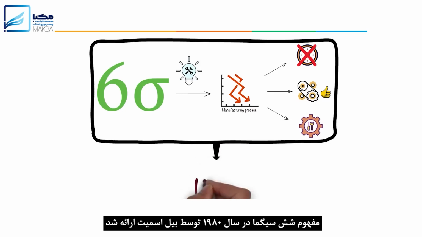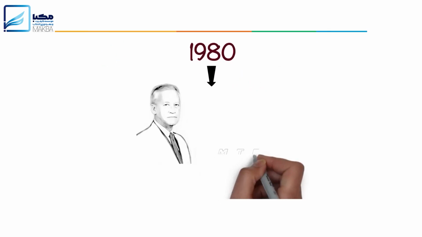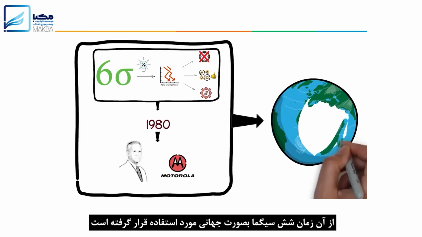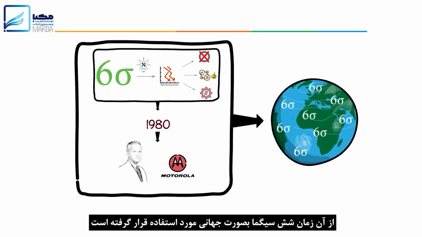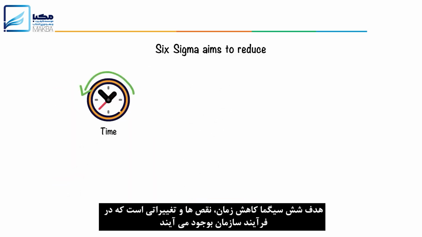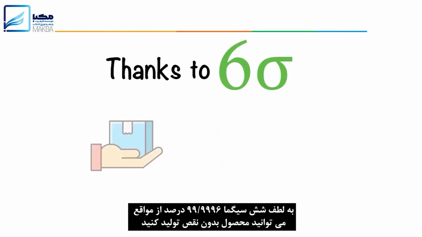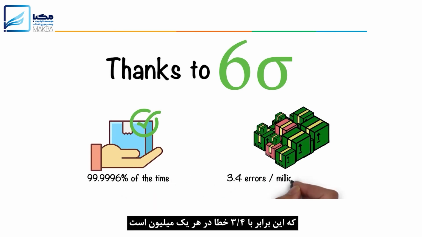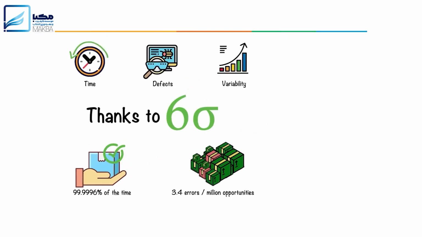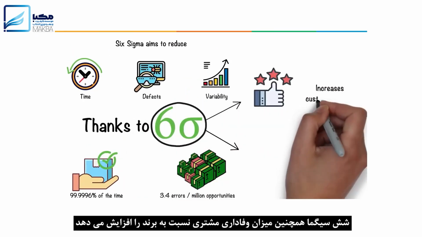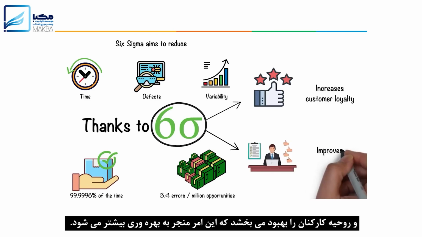The concept was introduced in 1980 by Bill Smith while working for Motorola. Since then, Six Sigma has seen worldwide adoption. Six Sigma aims to reduce the time, defects, and variability experienced by processes in an organization. Thanks to Six Sigma, you can produce a defect-free product 99.9996% of the time, allowing only 3.4 errors per 1 million opportunities. Six Sigma also increases customer loyalty towards the brand, improves employee morale, leading to higher productivity.